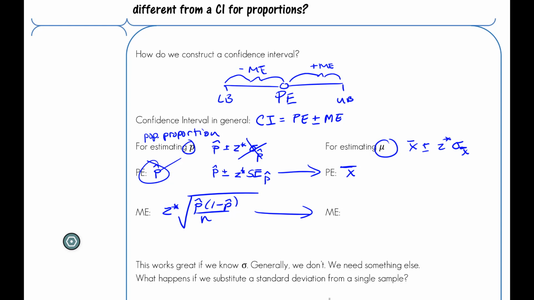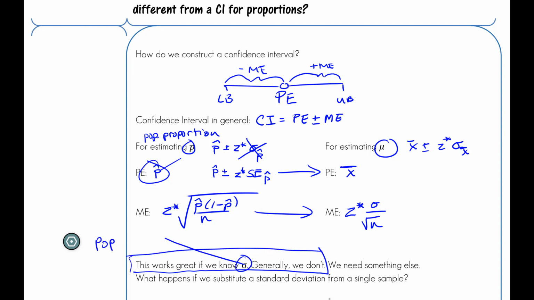And so we think, all right, that's easy enough. z star times sigma sub x bar, which was very simply sigma over the square root of n. We think, all right, not that big a deal. Now this works great if we know sigma. The problem is we generally don't know sigma, and this should make sense because remember that sigma is the population standard deviation.